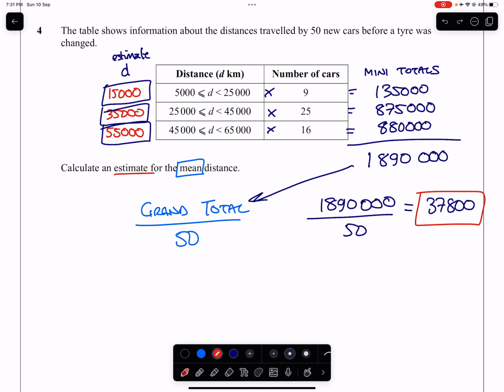Common mistakes people would make is instead of having 50 here, they'd have 3 because they see only 3 different options, not paying attention to the fact that there are 50 cars. If you make such a mistake, then the answer you get here will make no sense. You'll be way bigger than 65,000. You'll know for a fact that you're wrong. But 37,800 kilometres, that's the estimate for the mean. Done.